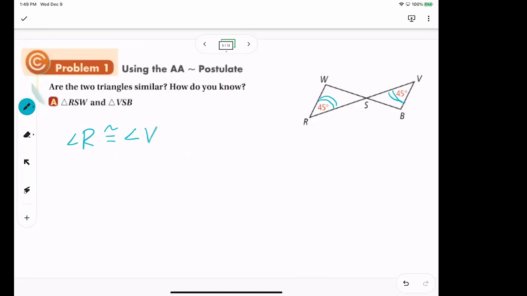The other thing that I know going on here is that we have, I don't know why I used two arcs there, that's kind of crazy, but that's okay. We have some vertical angles here. And I'm using two arcs again, so I'm going to make those three arcs. Because we have these angles that are directly across from each other in intersecting lines, these are vertical angles, and we know that vertical angles are always congruent. So for the one on the left side, that's angle WSR. And on the right side, that's going to be angle VSB.